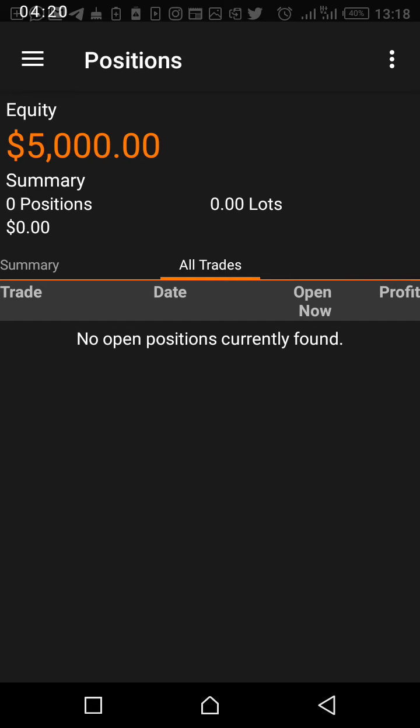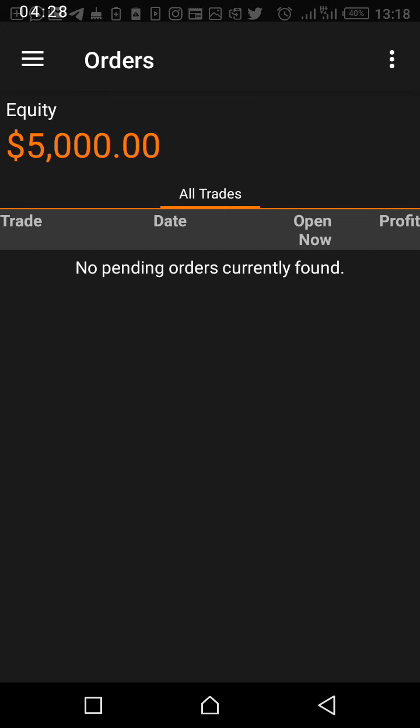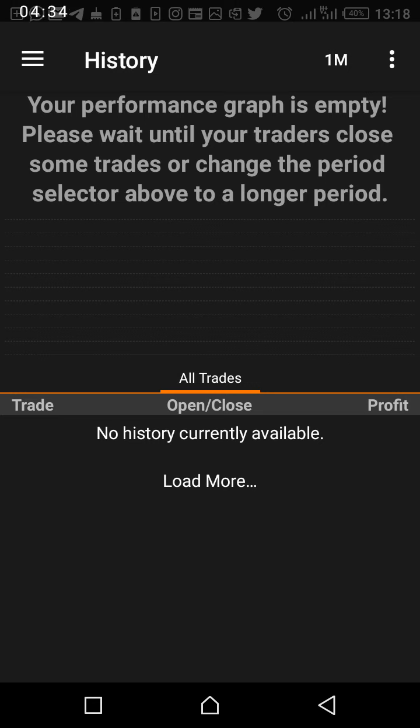That's the beauty of it. It shows you the date, shows you the profit. Then the orders. What are the orders that are pending? Okay, and here is your history. This is what I'm more concerned about. So I get to see the open trades that are running, I get to see the closed ones, and I get to see your profits.